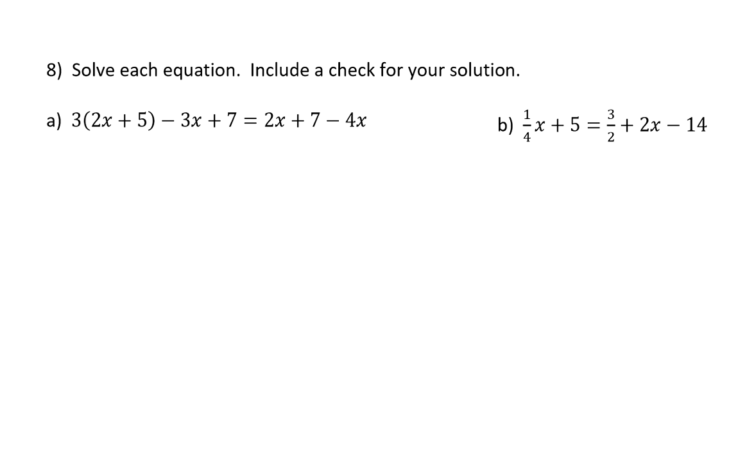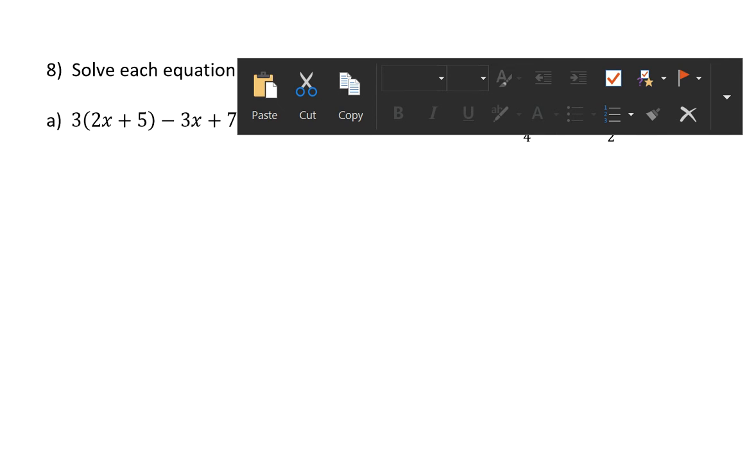Okay, question 8, solve each equation. I'm starting to get bored with these, aren't you? Let's look at part A.